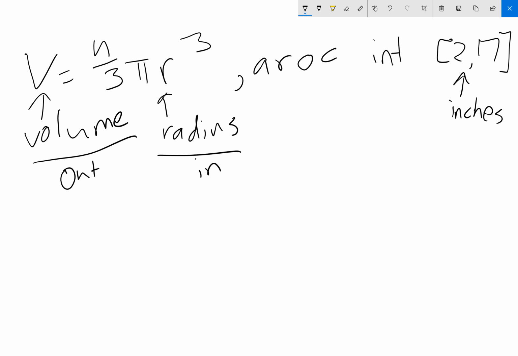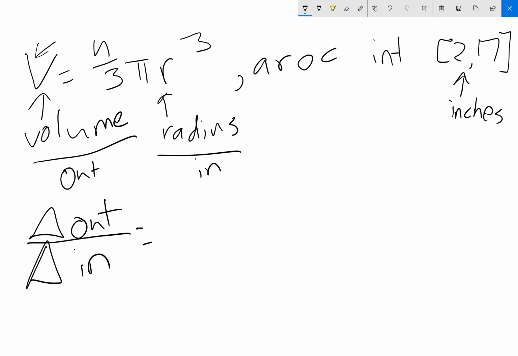Okay, so what's the formula for average rate of change? The change in the output over the change in the input. So this is our output, so I'm going to turn it into a function real quick because this is just an equation right now. So let's say, we'll just go with f. F of r equals 4/3 pi r cubed, okay? And this equals v, output.